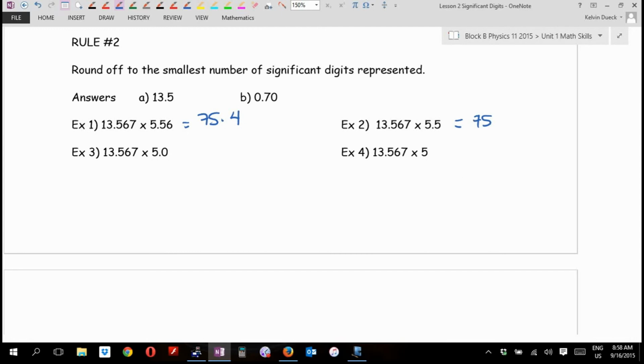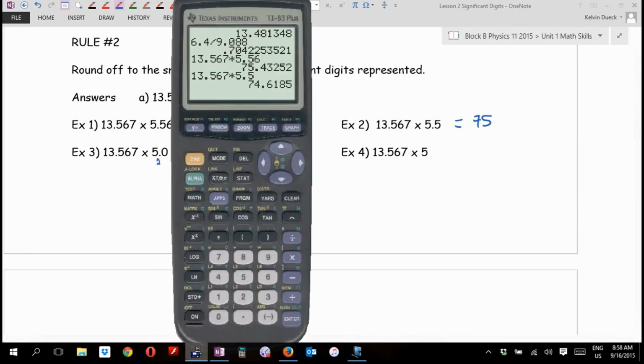Speaking of 2 sig figs, I think this next one is 2 sig figs. 5.0 is 2 sig figs. So 13.567 times 5.0. I probably didn't need to type the 0.0, but some of you would freak if I didn't, so okay. 2 sig figs. Here, 68. Yes?